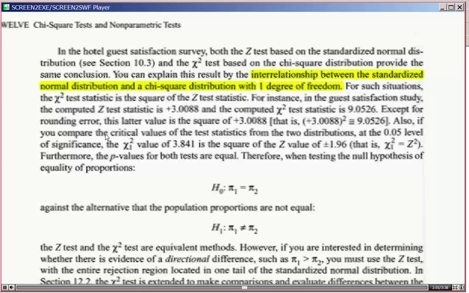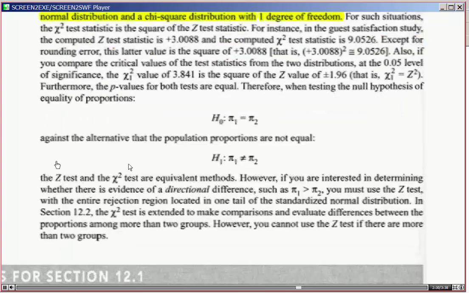Also, if you compare the critical values of the test statistics from the two distributions at the 0.05 level of significance, the chi-square 1 degree of freedom value of 3.841 is the square of the z-value of plus or minus 1.96. Furthermore, the p-values for both tests are equal.